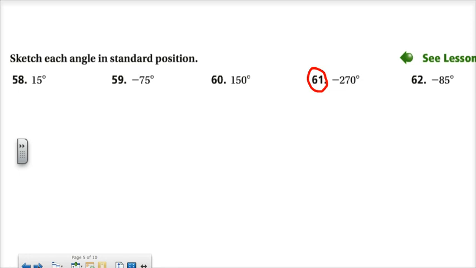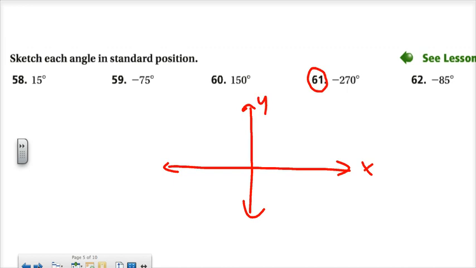So 61 says sketch each angle in standard position. That's kind of what I was just doing with the last group of problems that I was going through with you with the quadrants.